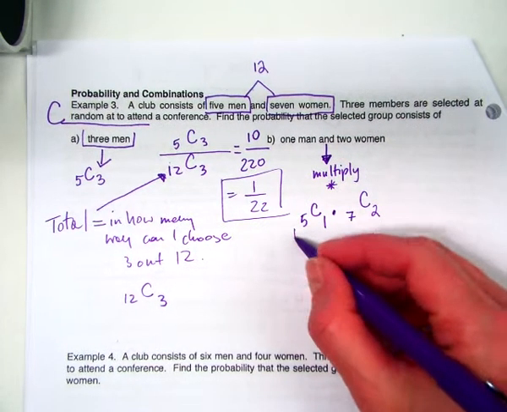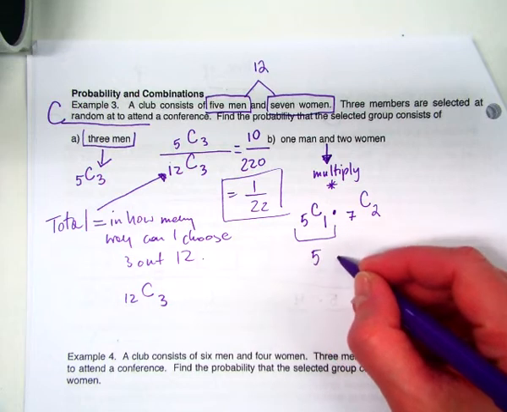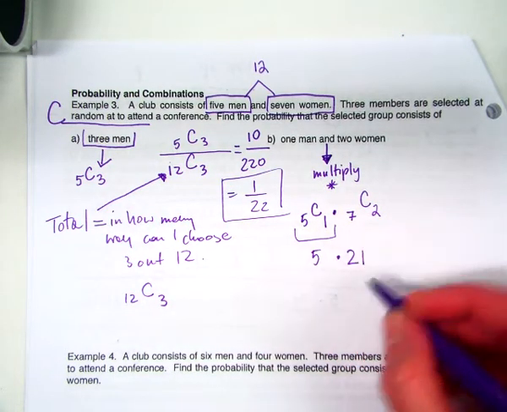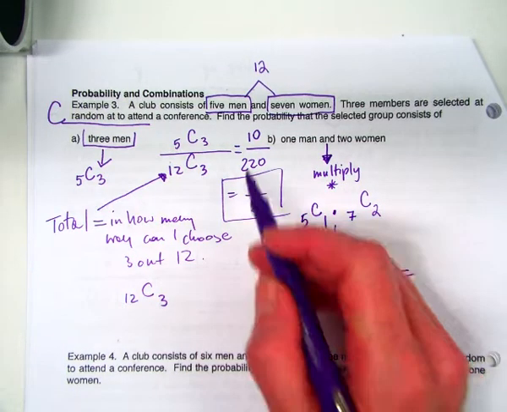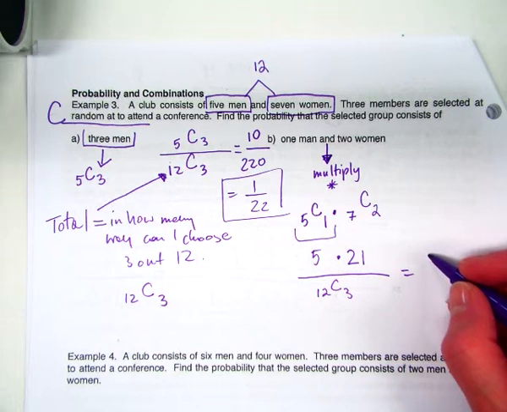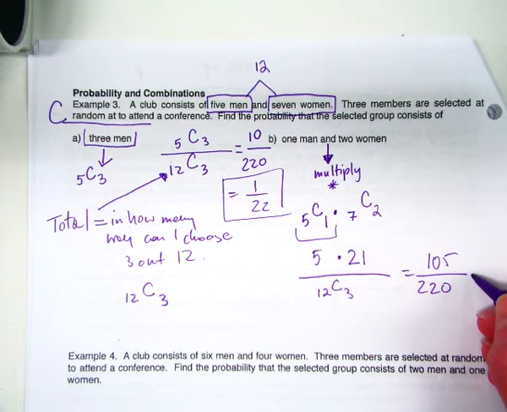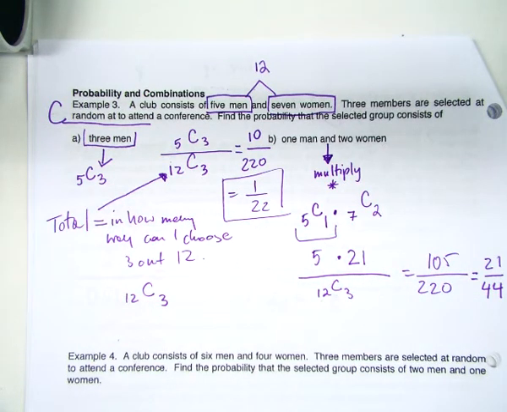So let's figure out what those numbers are. What is it for 5? Choose 1. 5 times. What is it for 7? Choose 2. 21. And now the bottom part of my fraction is still 12, choose 3, which is exactly what we had right here. 5 times 21? 105 divided by the 220 total, which reduces to 21 over 44.